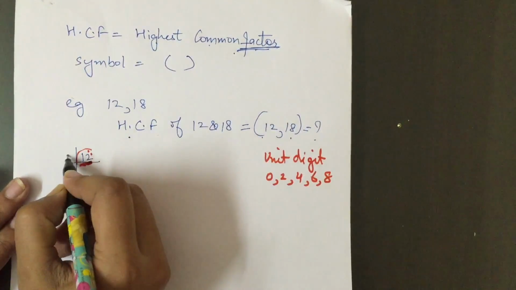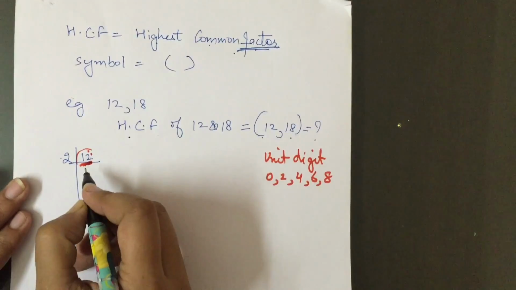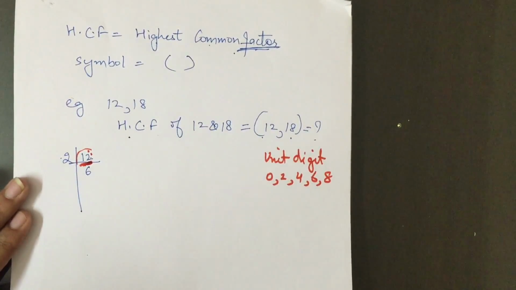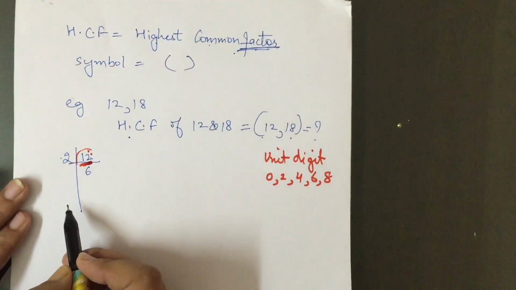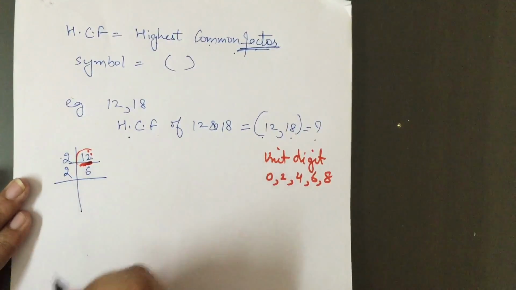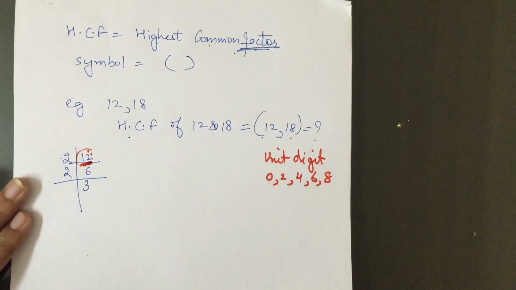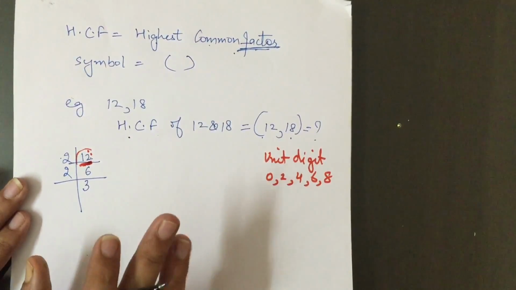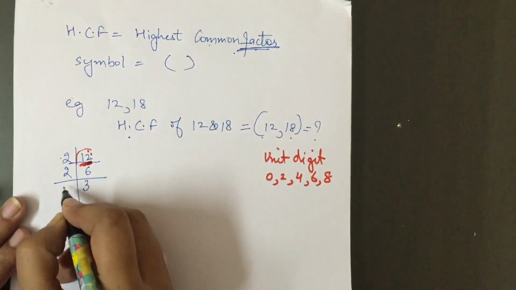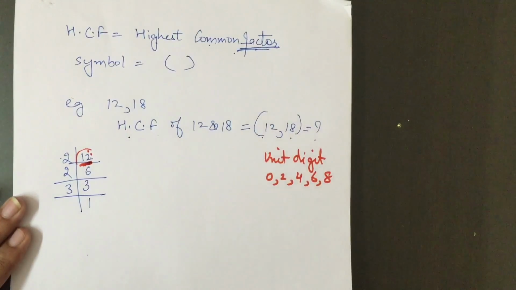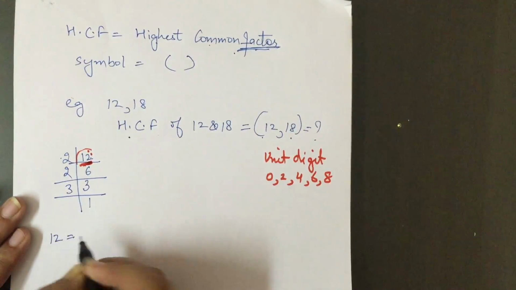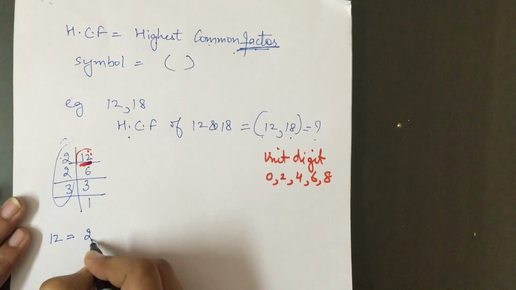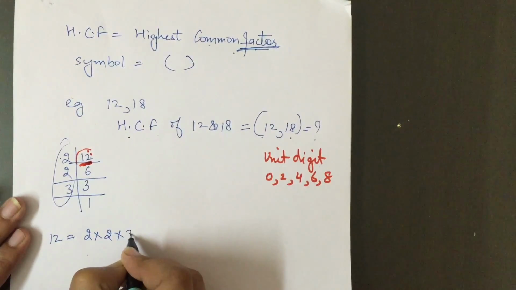So we will write here 2. 12 divided by 2, we get the answer 6. Now again 6 divided by 2, so here we will write 2 and we get the answer 3. Now 3 is not divisible by 2, it means we will skip 2 and move to the next table, that is 3. 3 divided by 3, we get the answer 1. So the factors of 12 are 2 into 2 into 3.